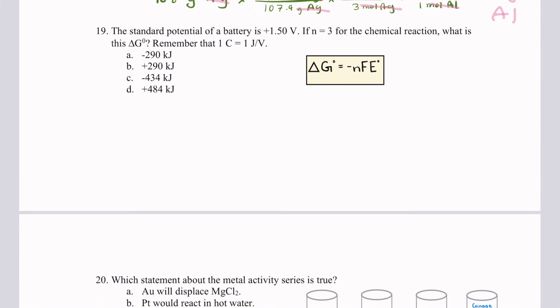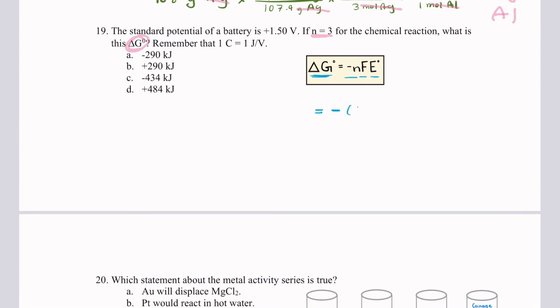Problem 19 says, the standard potential of a battery is positive 1.50 volts. If the reaction transfers 3 electrons, what is the standard change in Gibbs energy? So here we're going to connect voltage to Gibbs energy using this equation. The standard change in Gibbs free energy equals negative N times Faraday's constant times the standard cell potential. We can plug these values in and calculate.